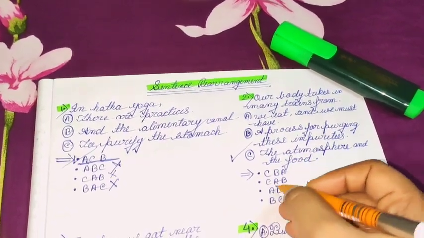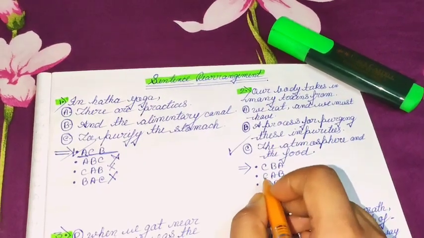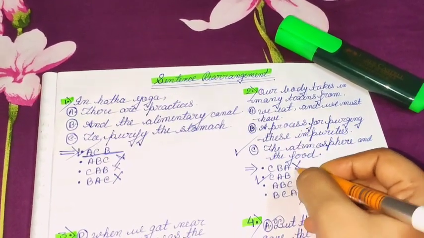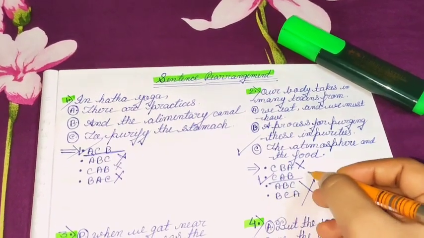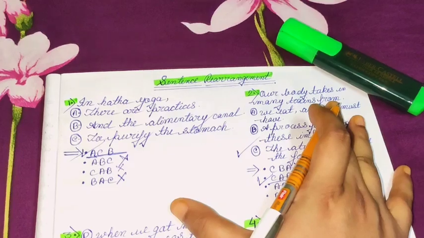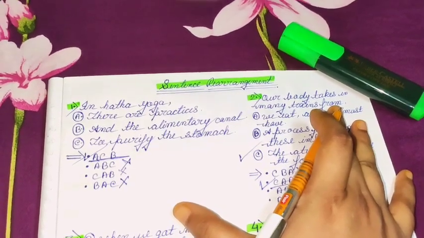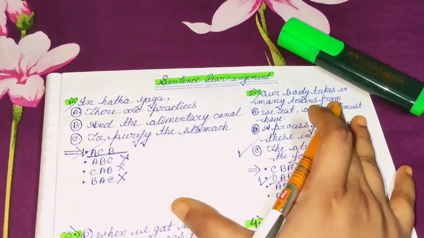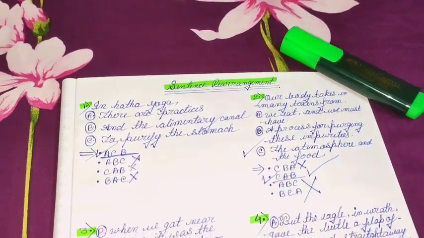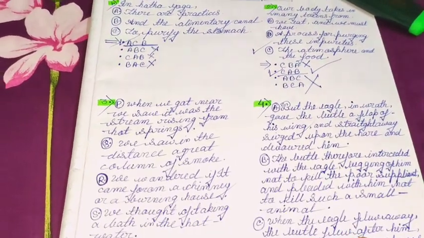Then let's check it out. Which option is giving you A after C? This option. But this option is not giving you, so eliminate it, and CAB will be your correct answer completely. In this way, you can solve your sentence rearrangement question, or you can say para-jumbles, with the help of elimination method. Come to the next question.